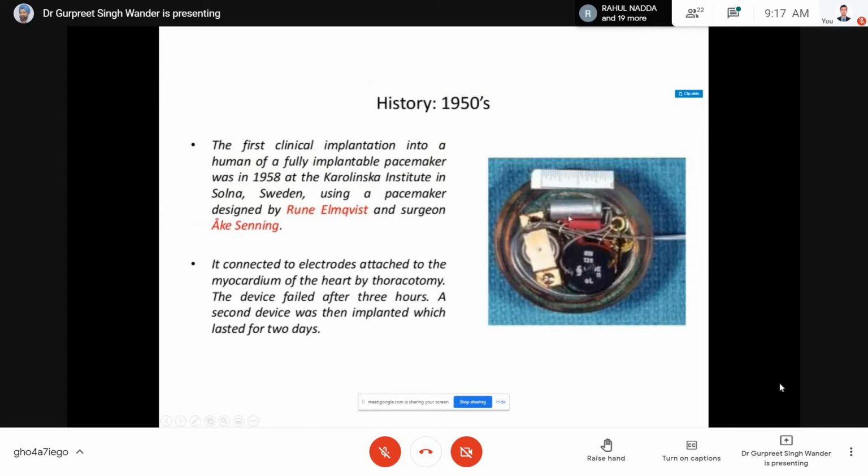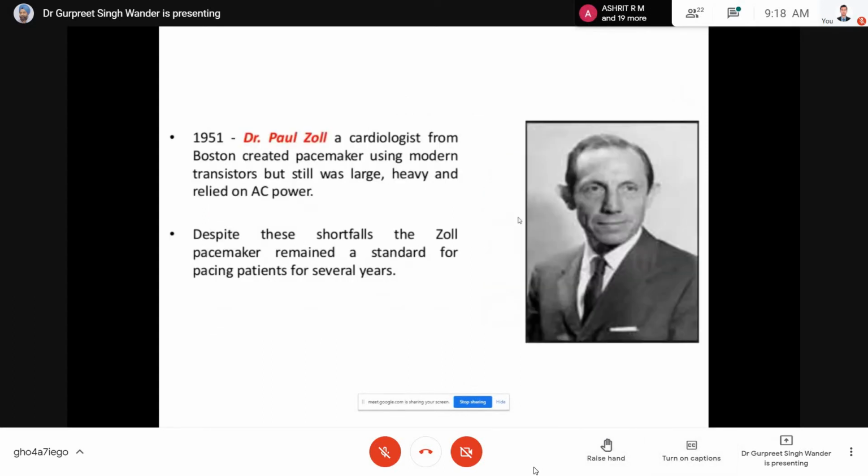Historically, the journey has not been very long. The first pacemaker was put in 1958, and it failed within 3 hours. And the second device was then implanted, which lasted for 2 days. So the whole journey of development of this technology, which I would say is a gift from the biomedical engineers to mankind. The doctors only implant it, but it's these great inventions which save lakhs and lakhs of lives.